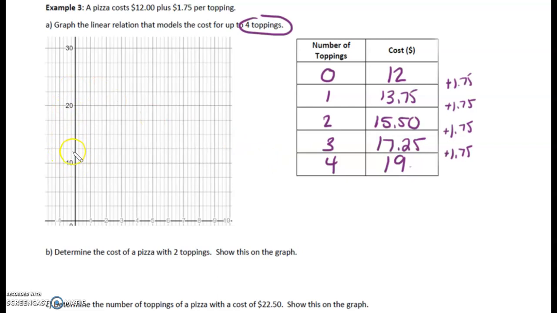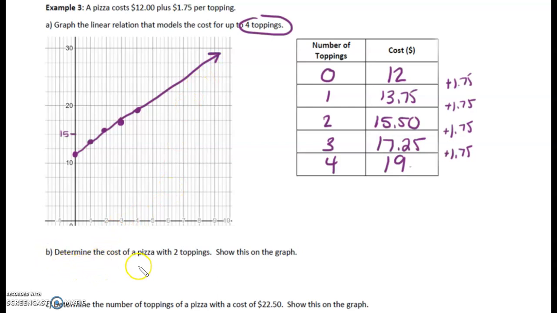So between 10 and 20, 10, 12, 14, 16. This would be 5, right? So this would be 15. So we would start at about 12 here, 1 comma 13.75, 2 comma 15.5, 3 comma 17.25, 4 comma 19. So we can go ahead and draw that with a line.